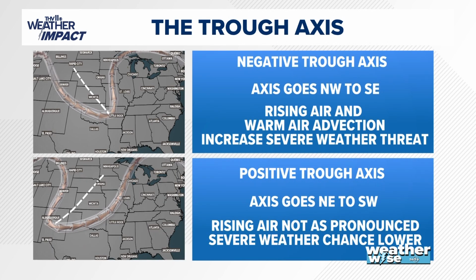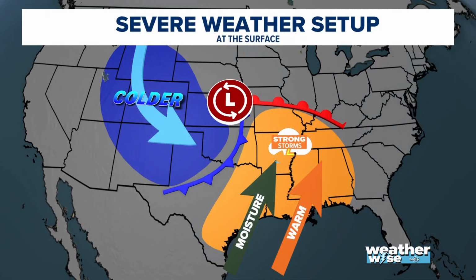On the other side, you have a positive trough axis. So you see the orientation of the trough axis goes from the northeast down to the southwest. So rising air is not as pronounced in this area, and your chance of severe weather is lower, but certainly cannot be ruled out. You can still get severe weather with a positive tilt trough axis. I told you how this is all related when it comes to what's happening in the upper parts of the atmosphere versus what's happening at the surface. It all comes in cycles.